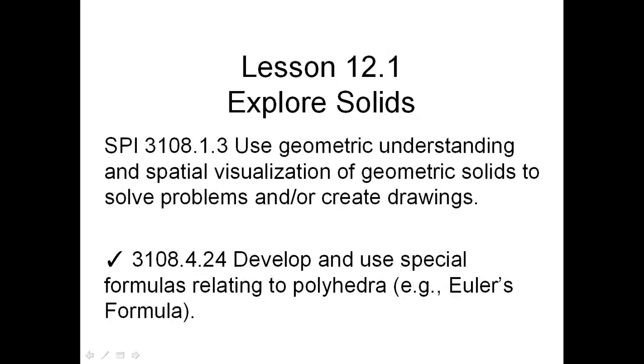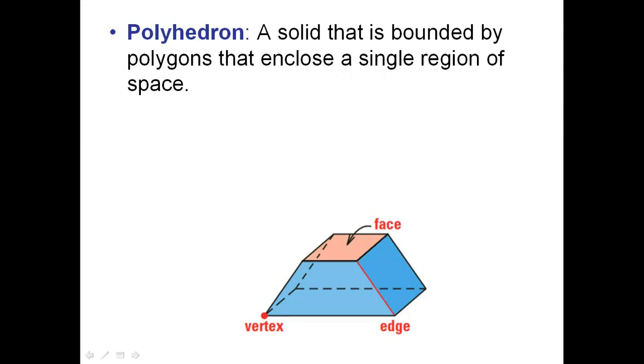In this lesson, we're going to explore solids, or three-dimensional figures. A polyhedron is a solid that's bounded by polygons that include a single region of space. The polygons are called faces. This particular one has a face on top, one on bottom, and then it's got four faces around the side.